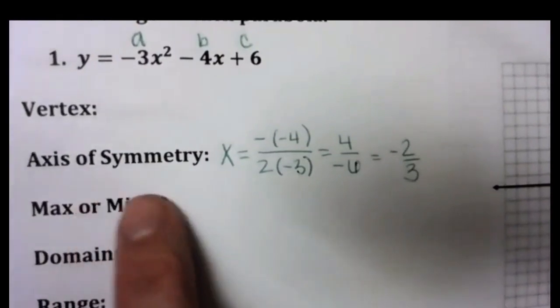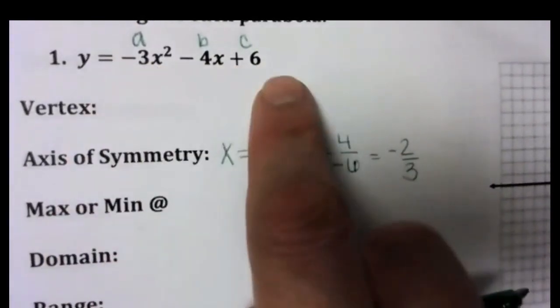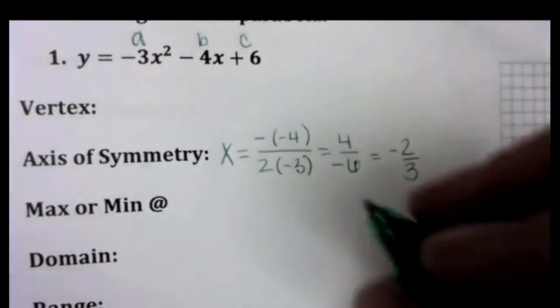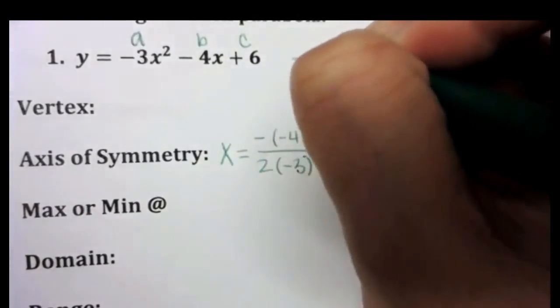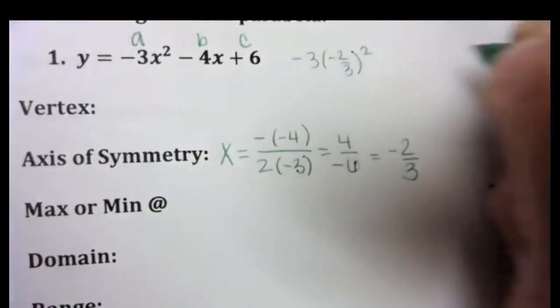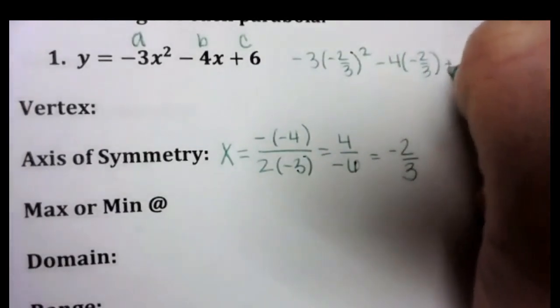The max or min will occur when you plug negative 2/3 into your equation. So you take negative 3 times negative 2/3 squared minus 4 times negative 2/3 plus 6.